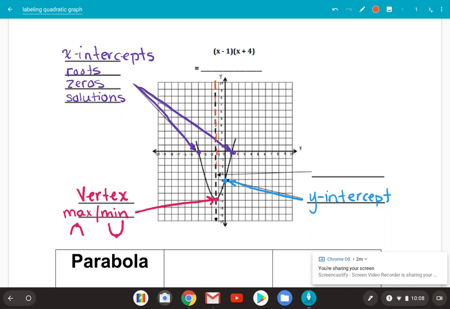that's going right through the middle of our graph. That is called our axis or line of symmetry, depending on who's using it. I like line of symmetry, and there's the abbreviation for it, but you could also use axis of symmetry.